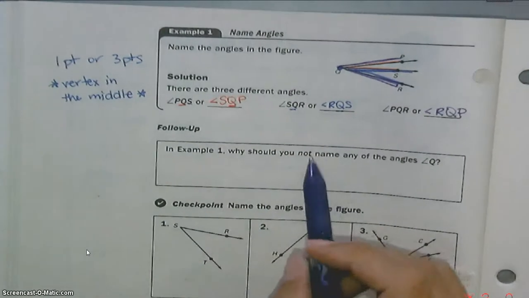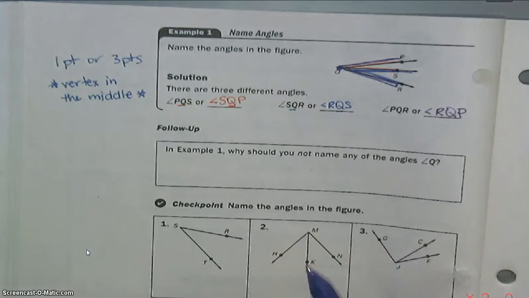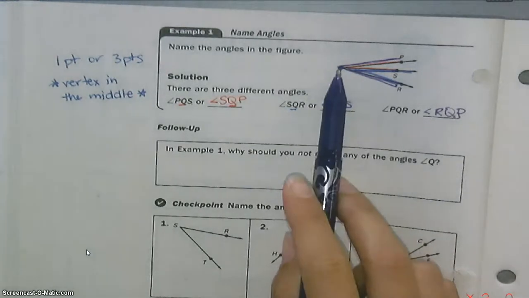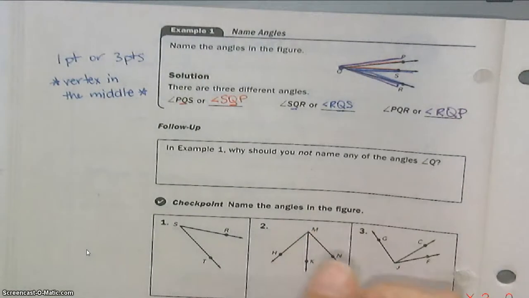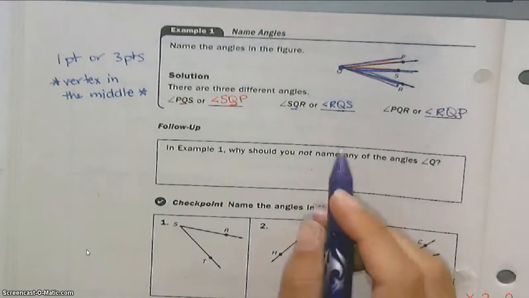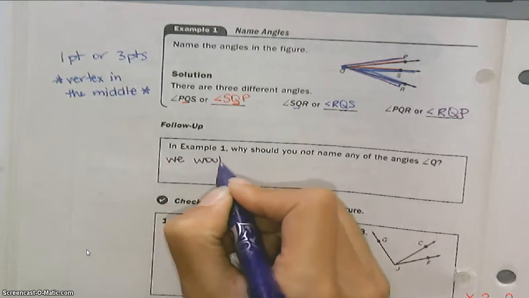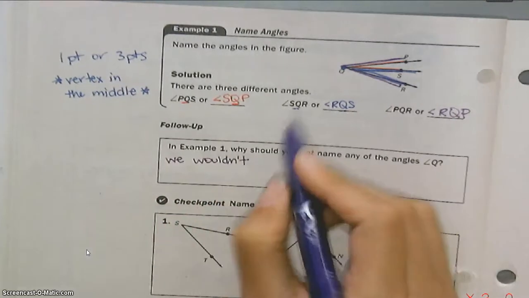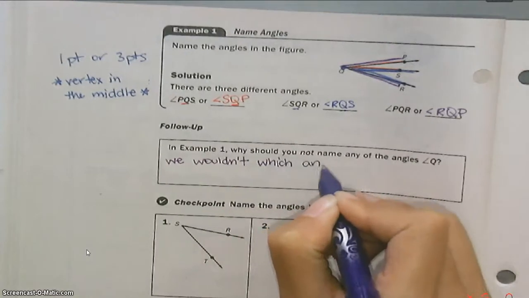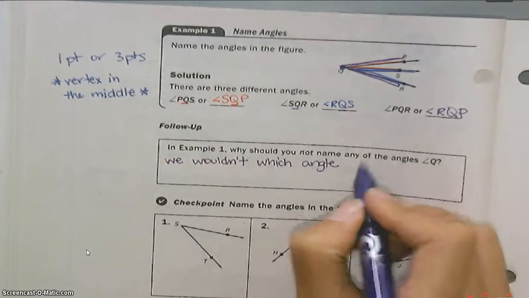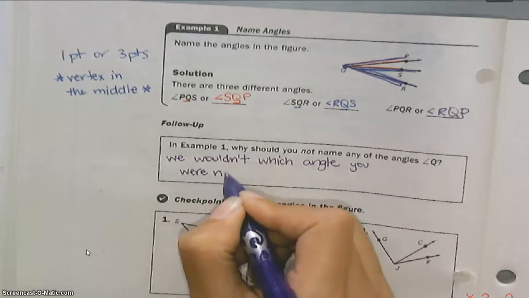Why should you not name the angles angle Q? Notice if you said angle Q, we wouldn't know which angle you were talking about because there's 3 different angles that use Q. We wouldn't know which angle to use, or which angle you were naming, since there are 3 of them.